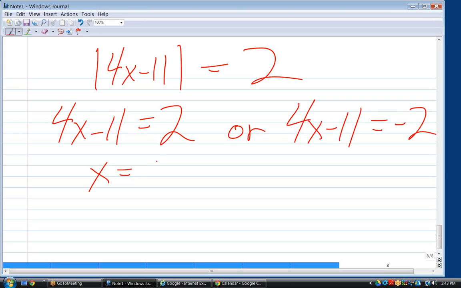So this x is 13/4, and this x is 9/4. So both of those values for x will work. In other words, this one gives you 2 inside the absolute value sign, and this one gives you minus 2 inside the absolute value sign.